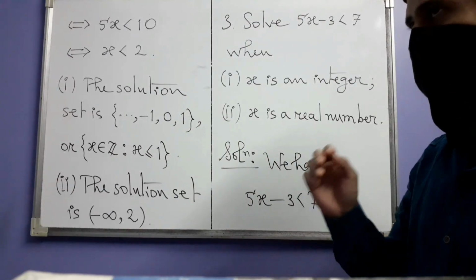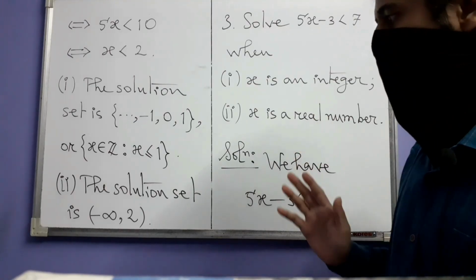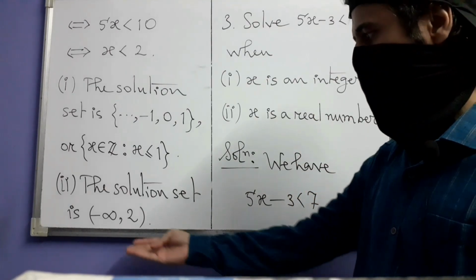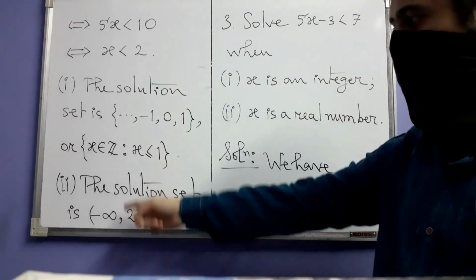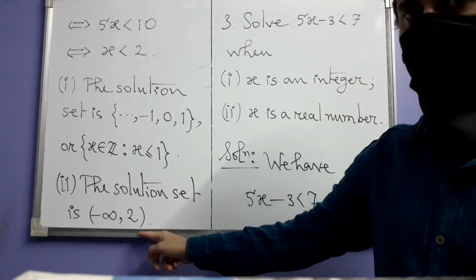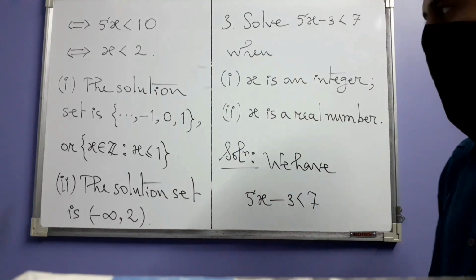But if there is no restriction on x, simply just the fact that x is a real number is there, then of course the solution set is the set of all real numbers less than 2, which is this unbounded interval minus infinity comma 2.